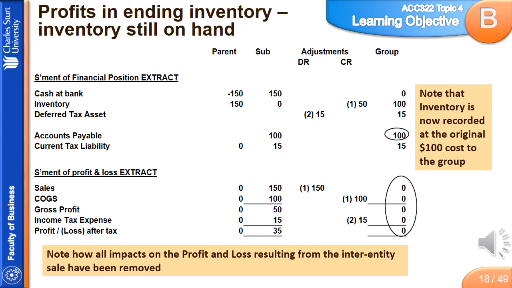So from a group's viewpoint there was no transaction at all, and if this was the only transaction that occurred for either the parent or the subsidiary, from a group's viewpoint there would be no revenue or expenses to record.